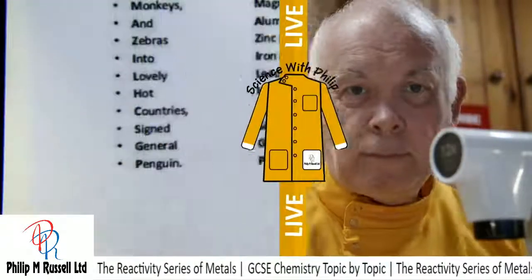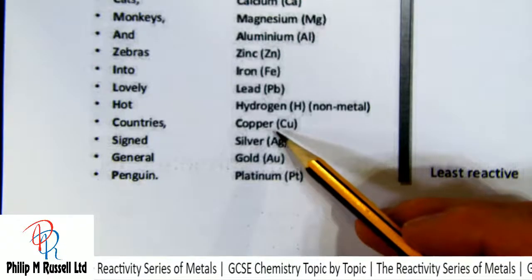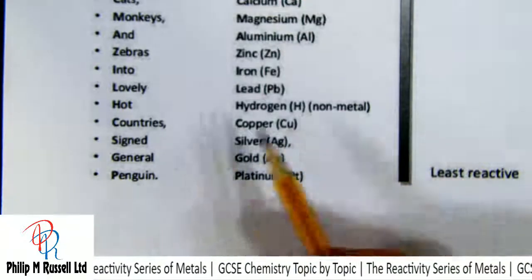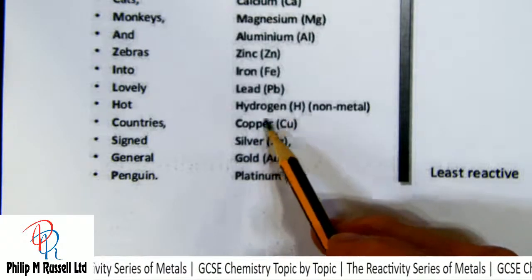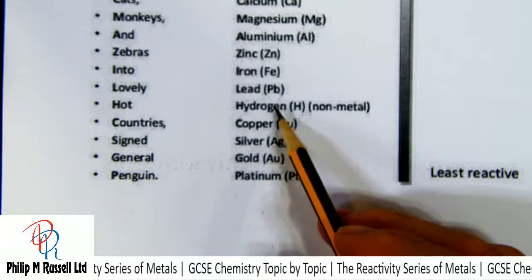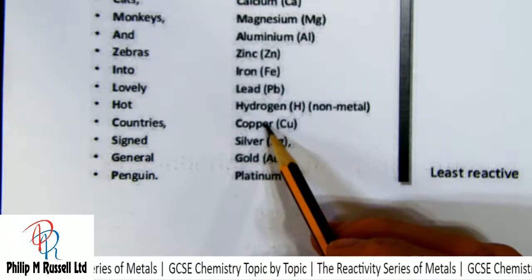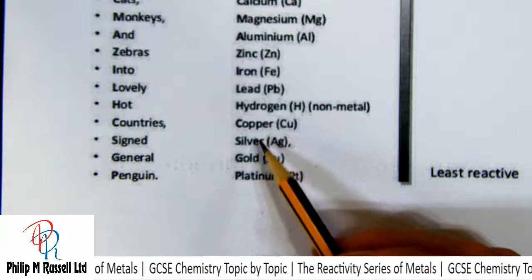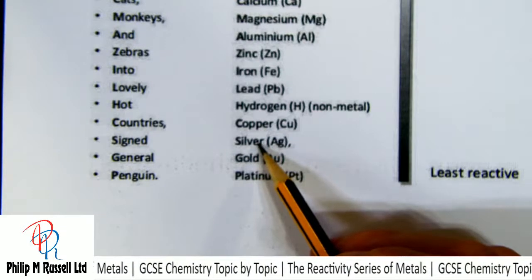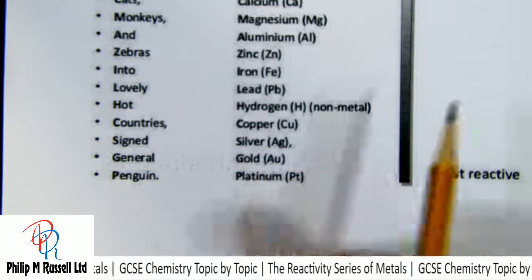Carrying on my list, then we've got copper. Well, that didn't react with acid. Well, that's not really surprising, because up here is hydrogen. Hydrogen is more reactive than copper, so we wouldn't expect anything to happen. And then we've got silver, gold and platinum.